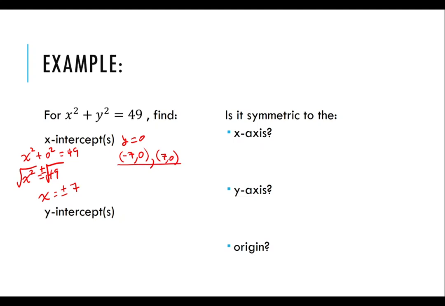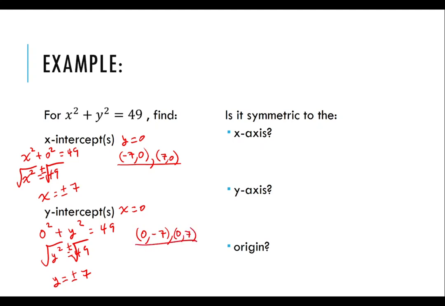X-intercepts found. Y-intercepts, let x be 0. So that's going to be 0 squared plus y squared is equal to 49. Then we get y squared is equal to 49. Take the square root of both sides. When you take the square root of a square, you get the plus and the minus. That's going to then give us y is equal to plus and minus 7. So then our y-intercepts are the values 0, negative 7, and 0, positive 7.